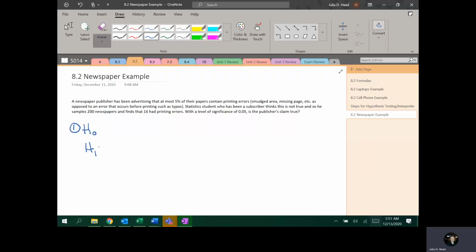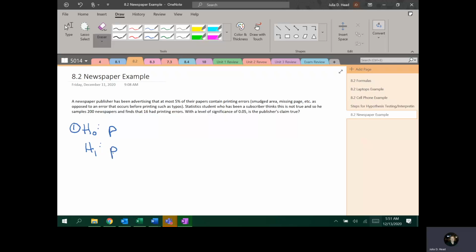So we start with our hypotheses. We ask ourselves, what parameter are we testing? And basically your choices are mean or proportions. And in this case, it's proportions. Usually the lots of percentages give you that hint.